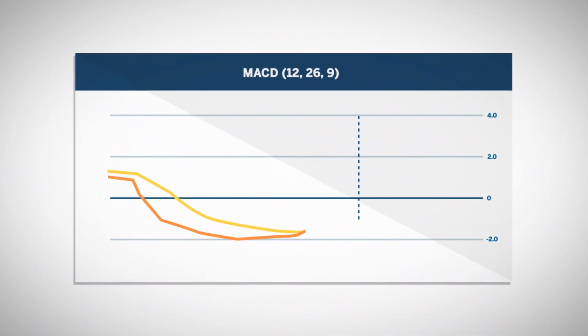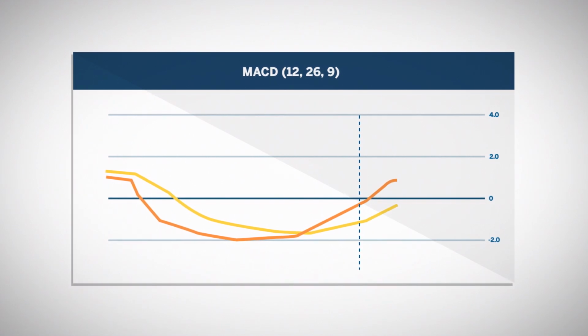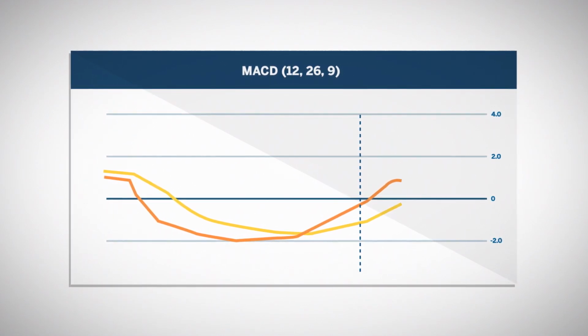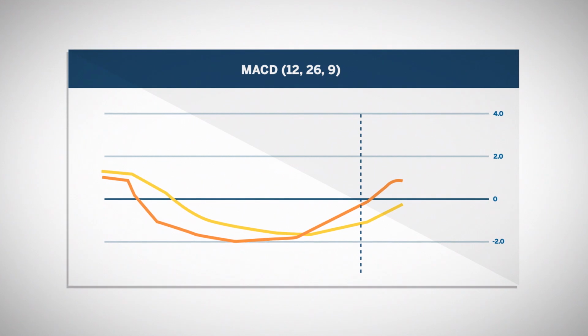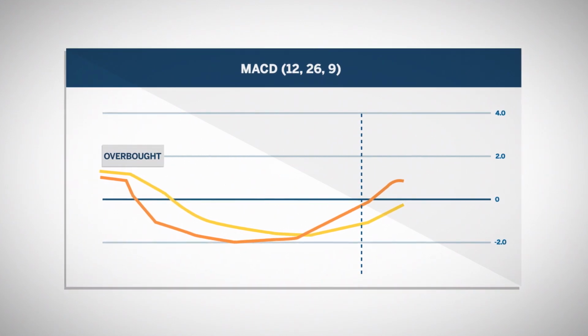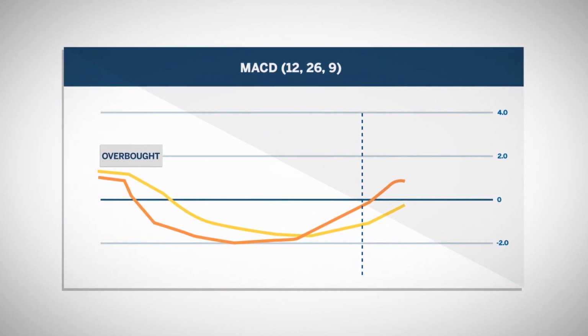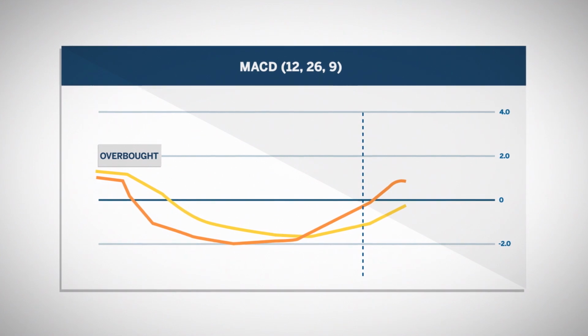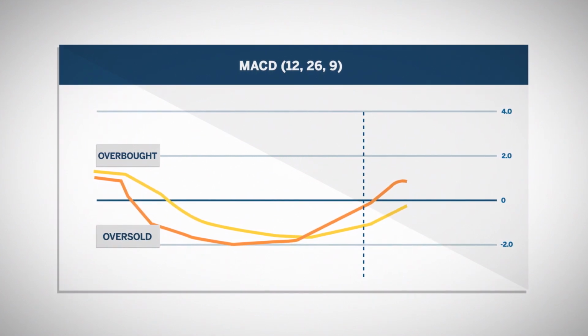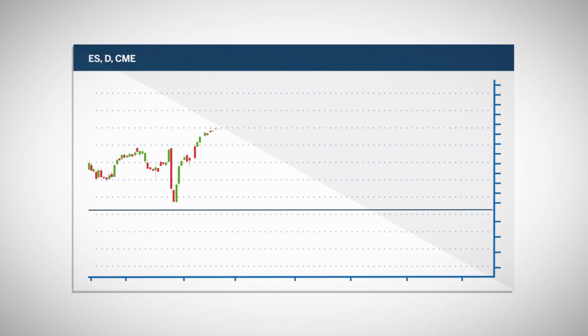Another signal is if the MACD line is above or below the zero line. If the line is above zero, the traders will generally say the market is overbought and may move down. And if the indicator is below the zero line, then traders will generally say that the market is oversold and may move back upwards. Another signal that traders look for is a divergence from price.